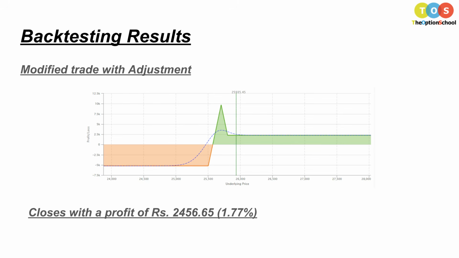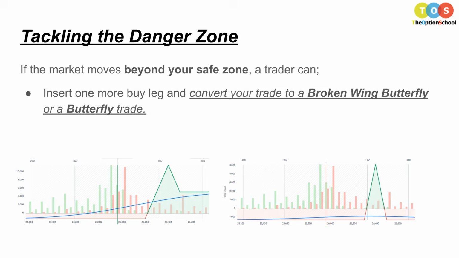Now this is slightly tricky. What kind of adjustments can we do? Let us quickly go through that. One of the best adjustments, when the market enters the third zone, the danger zone, is to convert the whole trade into a broken wing butterfly or butterfly, depending on where the market is. This step converts the trade into a profitable trade, or maybe sometimes a small loss trade. That's what we mean when we say risk is managed. We will talk about more such adjustments in detail in our upcoming videos.